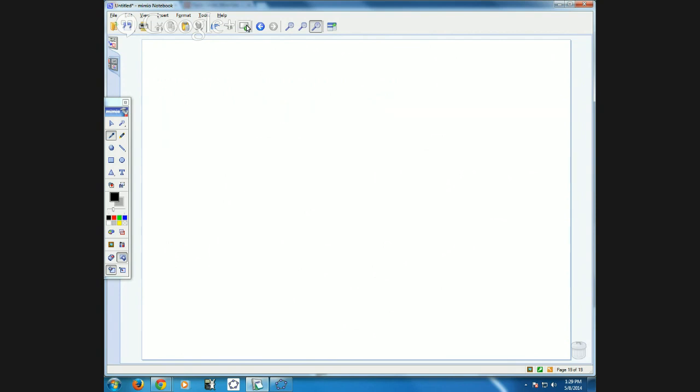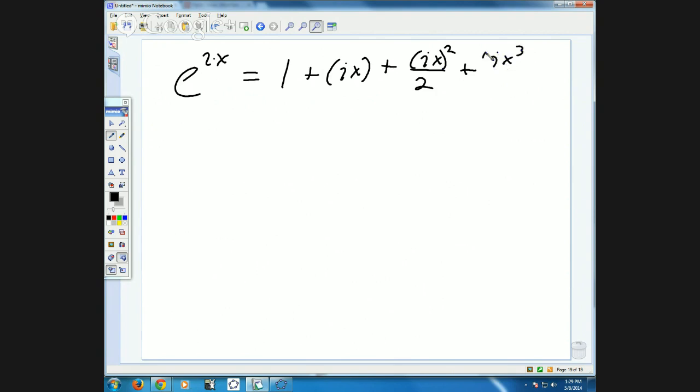Turns out that e to the power ix, if you plug ix into the formula, means you would have 1 plus ix plus ix squared over 2 plus ix cubed over 3 factorial and so on. You can reorganize it and you discover that you get the cosine series plus i times the sine series.